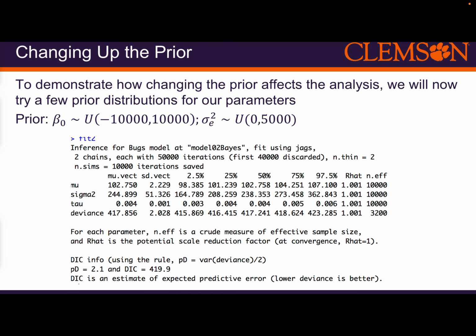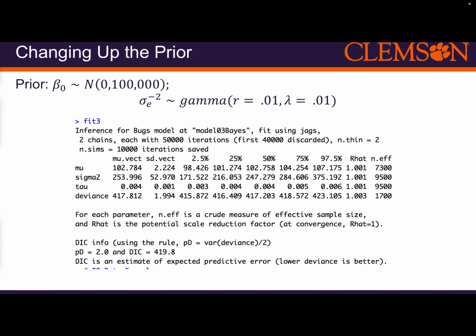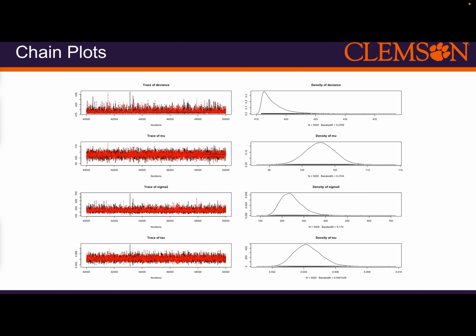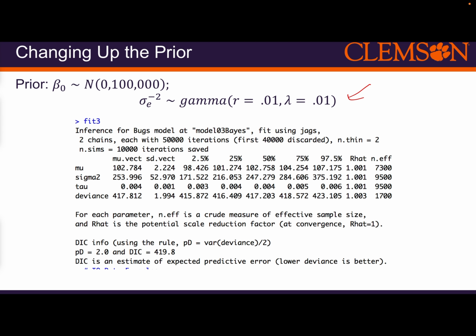If we had a very wide uniform for each, you can see these are the prior distributions for each, and this is the chain plots. And here is a more appropriate distribution for the prior for the variance. It's a gamma distribution. You can see it changes values only subtly. Here with a uniform, the posterior mean of the variance is 244, and here it happens to be 253.